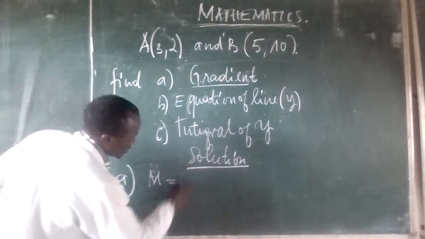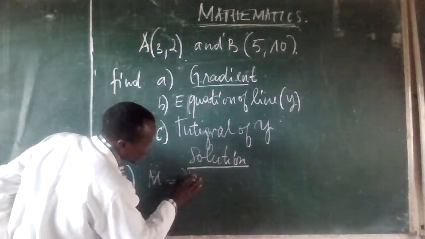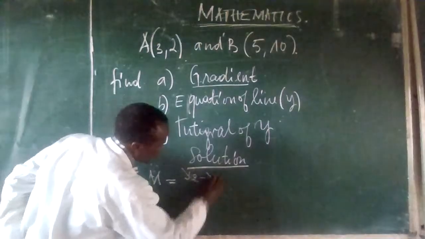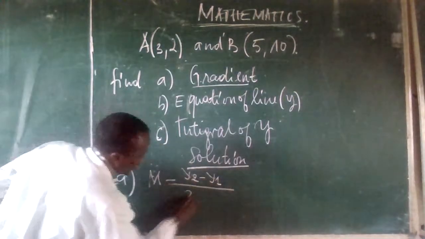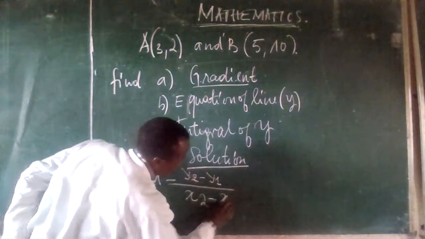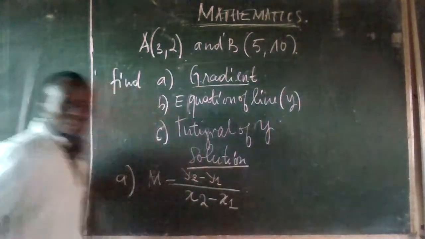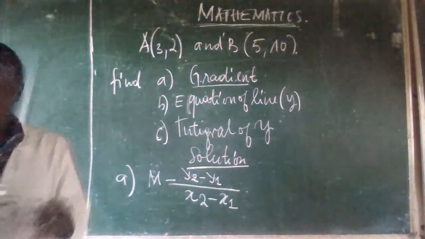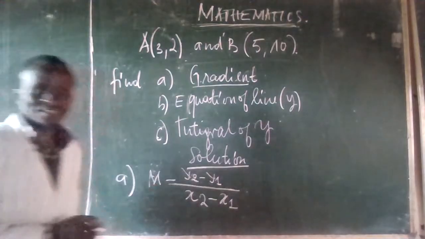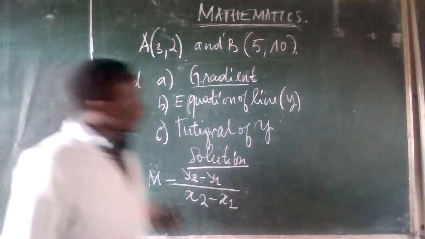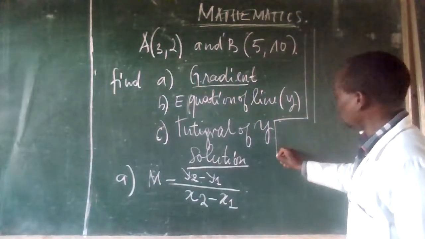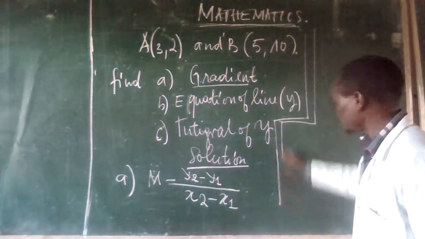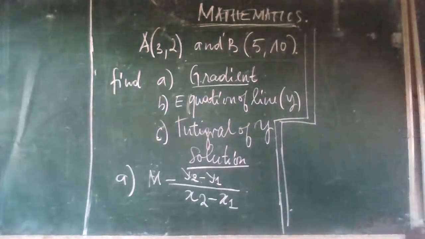It will be y2 minus y1 over x2 minus x1. This is the general form used for finding a gradient. Are we together? So now let me draw two lines here.